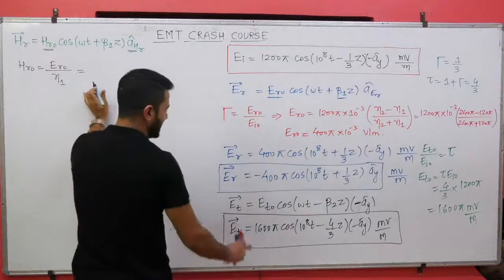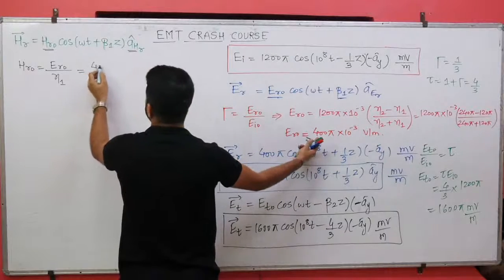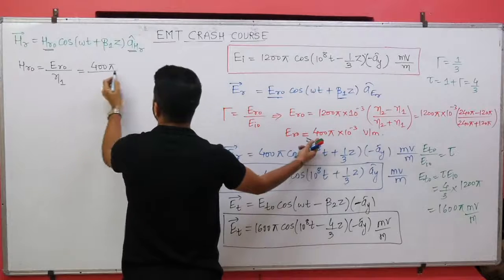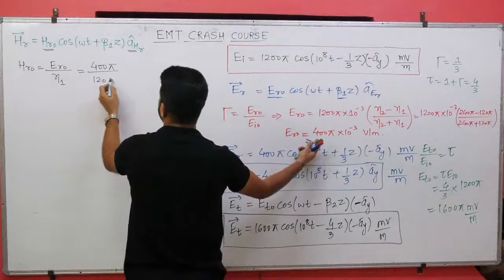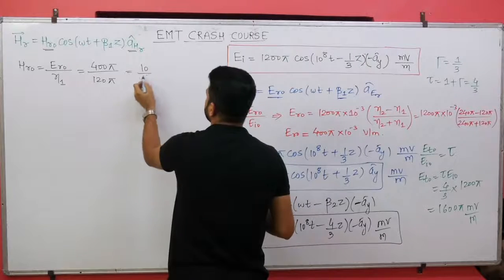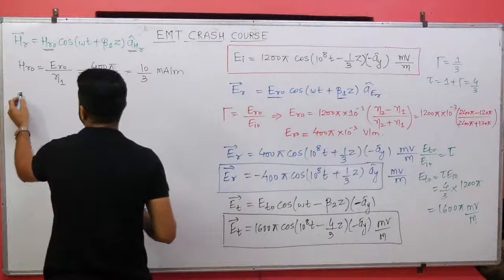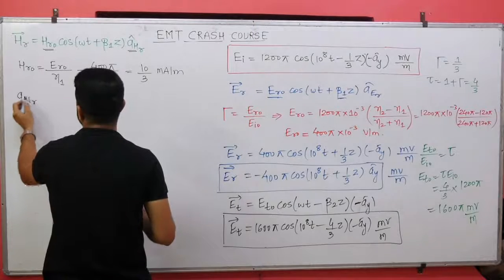And what is that ER naught? So you have ER naught, we have calculated it as 400 pi, that is in millivolt, and eta 1 is 120 pi. So when you solve it, you will get 10 by 3, it is milliampere per meter. And another thing is you have to find the direction.